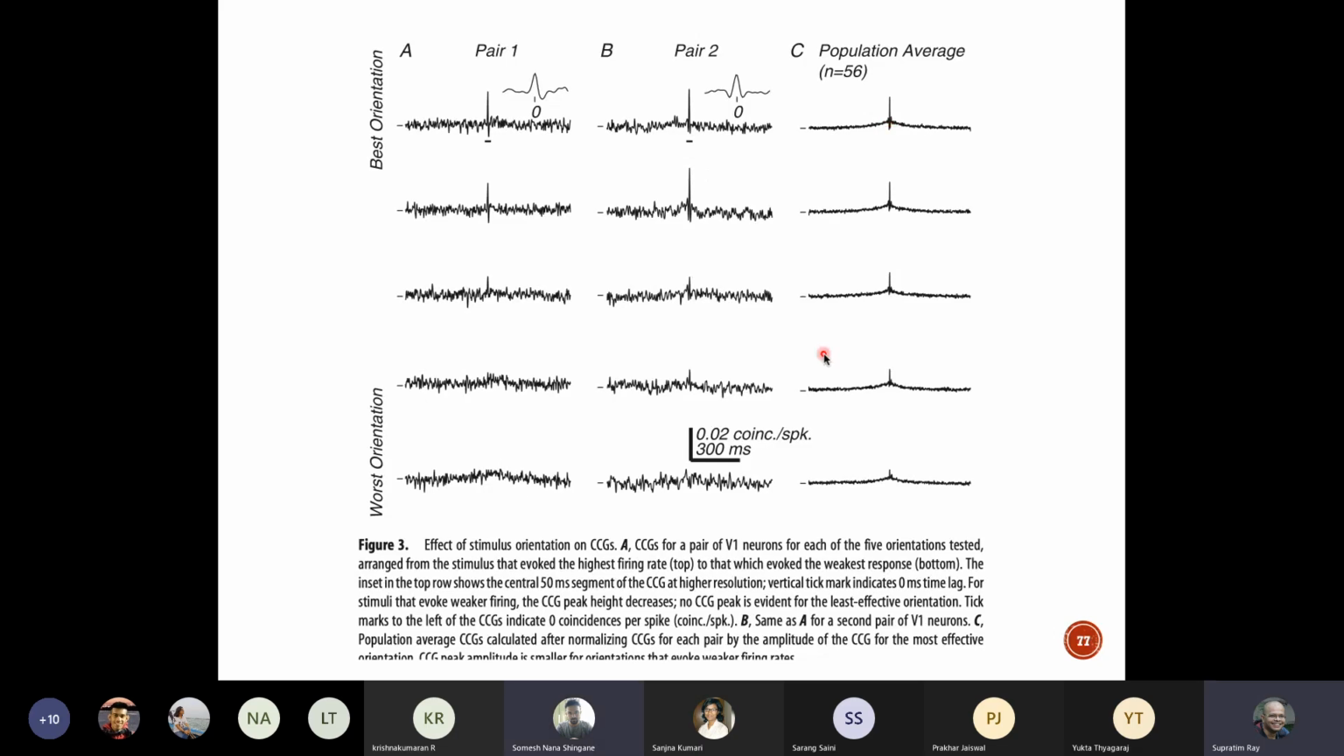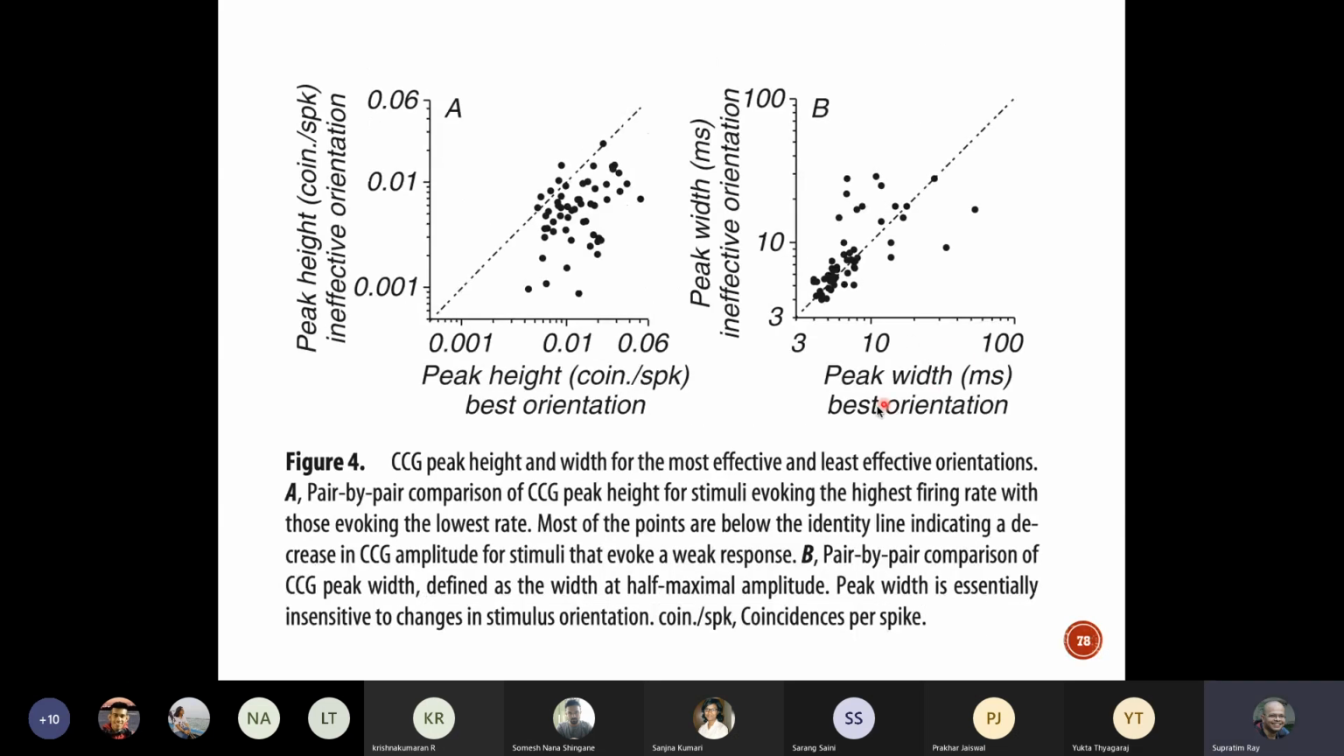Sir, could you please define what is peak width and peak height? I couldn't get it. Well, the peak height, as the name suggests, is the height of this peak. And the width is the width of this peak on this function. That's it. It's nothing more than that. I'll show you another type of stimulus variation, and then it will make much more sense.